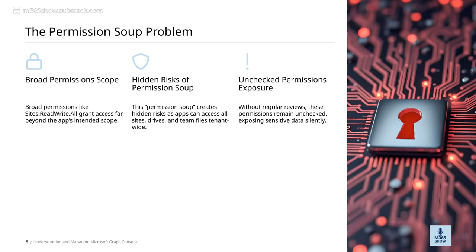This situation is often called a permission soup, and it's dangerous because it hides the true level of access that apps have. Particularly broad permissions like Sites.ReadWrite.All can give far more access than the app actually needs or should have, extending beyond its intended scope. So the key takeaway is that without vigilant review and management, these permissions can become a silent threat, compromising our data security. It's important we understand this risk so we can better control and limit app access in our environment.